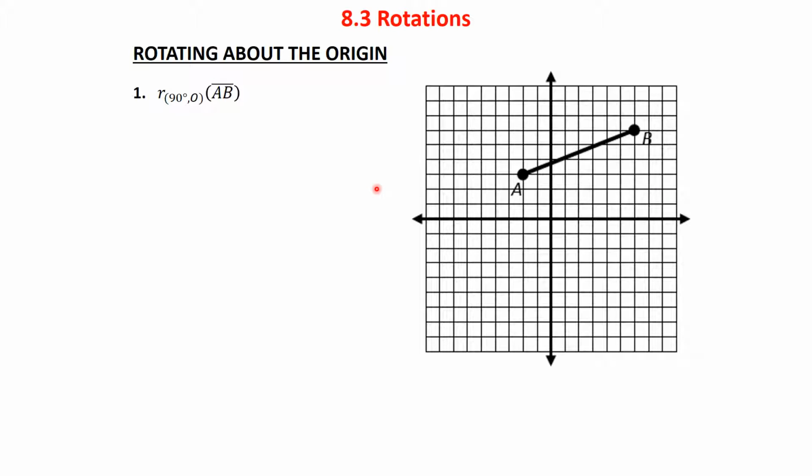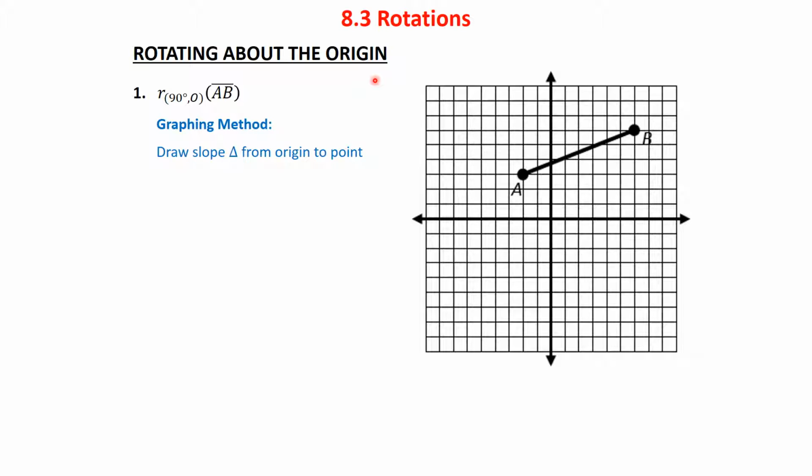All right, problem number 1. Again, if we read the notation, lowercase r tells us that we're rotating 90 degrees about the origin this segment AB. Again, I know it's a segment because if I look at the top of the letters AB, I have the notation for segments. So I'm rotating just the segment AB, and I want to rotate it 90 degrees going counterclockwise. The first method we can use is the graphing method.